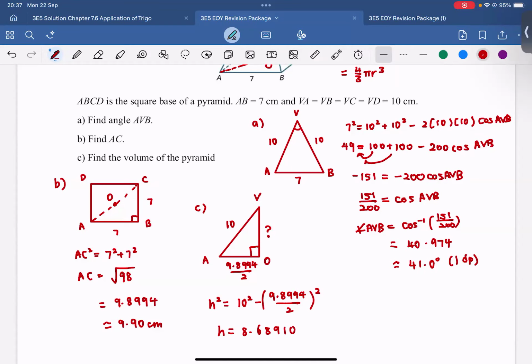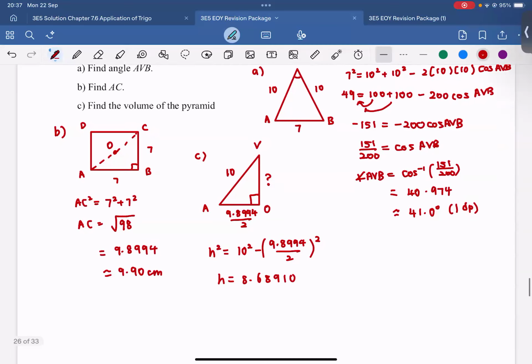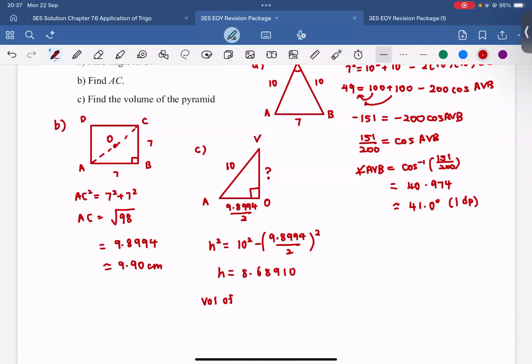Do I need to round this off to 3 significant figure? Don't need, because this is not something that the question actually asks. The question actually asks for the volume of the pyramid, not the height. So volume of pyramid, now we can apply the formula. It is a pointed figure. So the volume of pyramid is just 1/3 base area times your height. Base area is 7 times 7 times your height 8.68910. You will get 141.921. So when you round off, 142 cm cube.